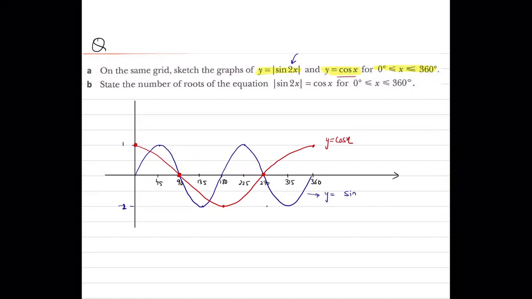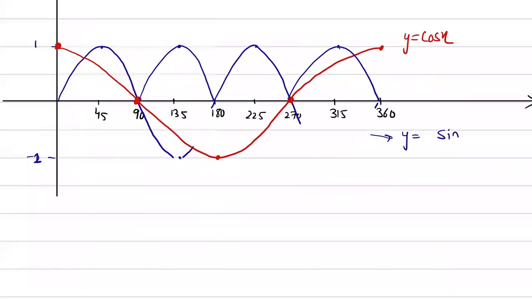Okay, now it was mod of sine 2x, so it's better for us to reflect the graph above. So we'll have to reflect the graph like this. I'm going to erase this part of the graph that is below.